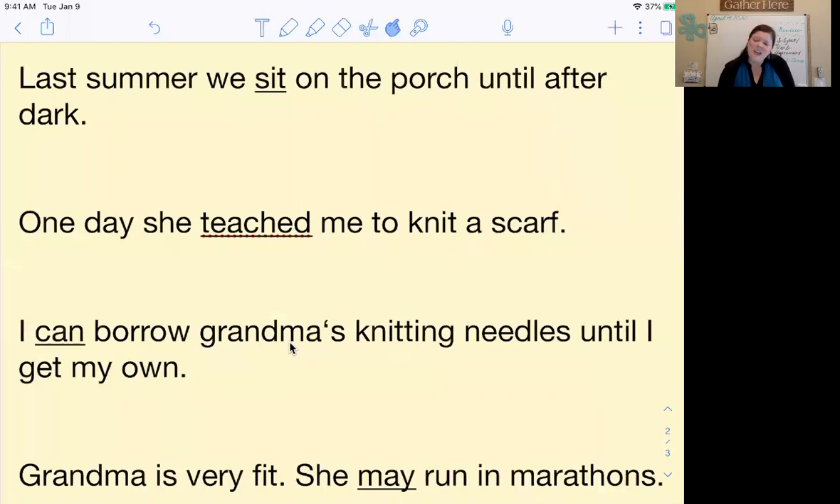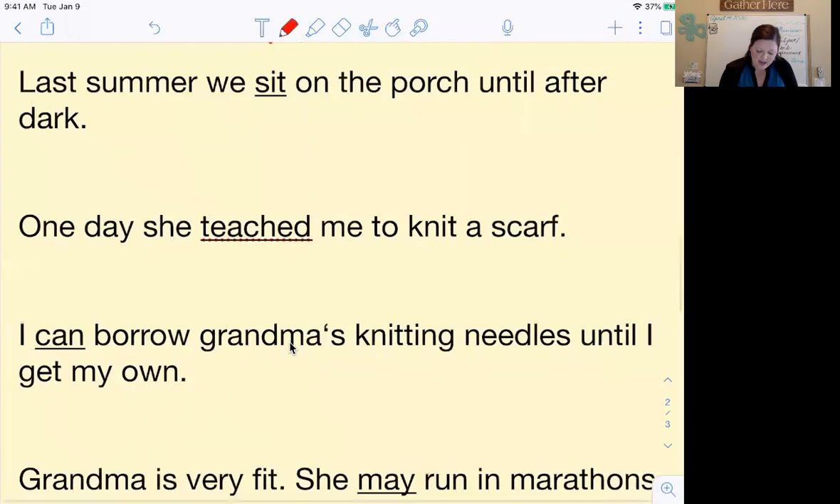Well, they are resting, but notice this right here. Last summer. Sit means it's happening right now, but we need the past tense of the verb sit. So sit is incorrect, but we need a different form of it. We need the past tense. The past of sit is sat.